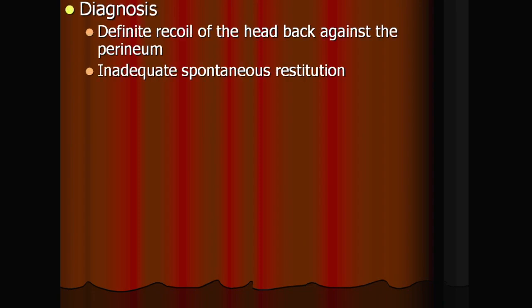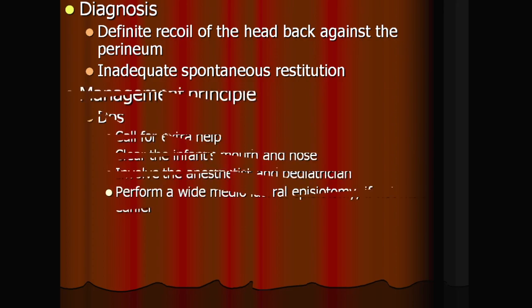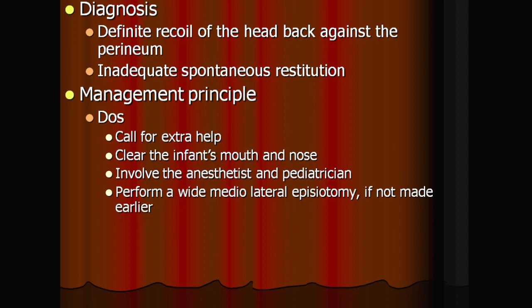Diagnosis. How can we diagnose that there is a shoulder dystocia? Definitely, recoil of the head back against the perineum. That means when the head is delivered, the head has to come forward, isn't it? But in this case, the head will go back against the perineum. Then inadequate spontaneous restitution. These two conditions tell us it is a shoulder dystocia.